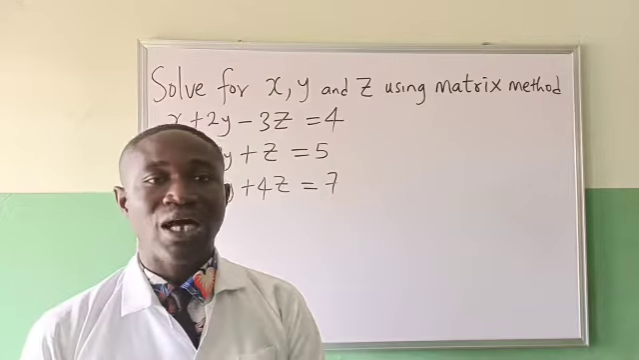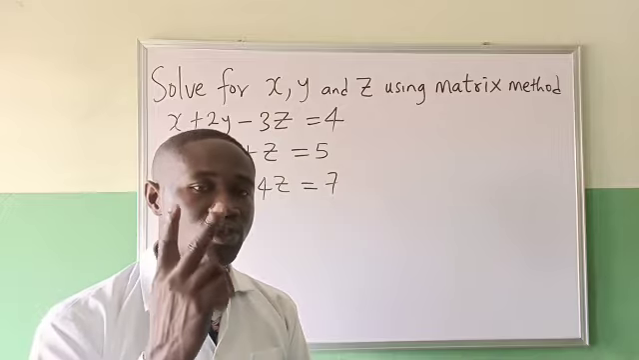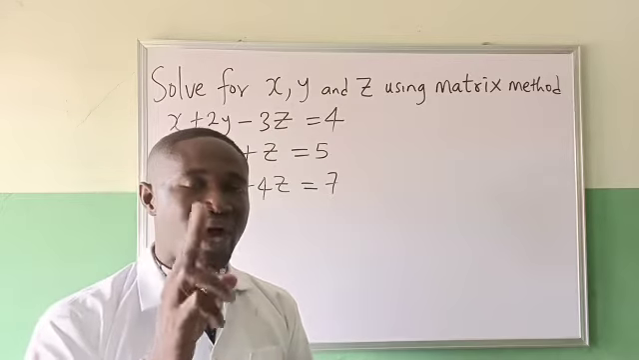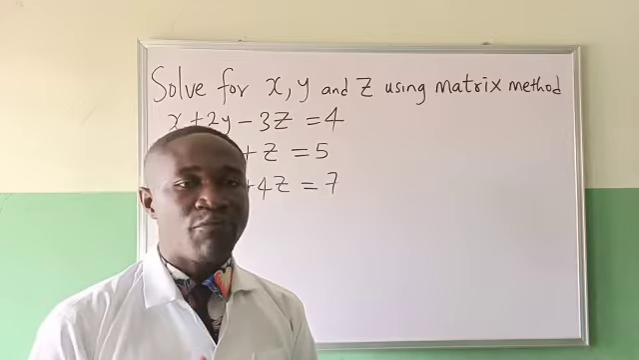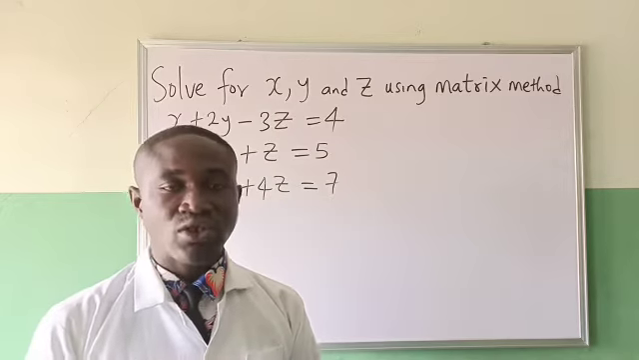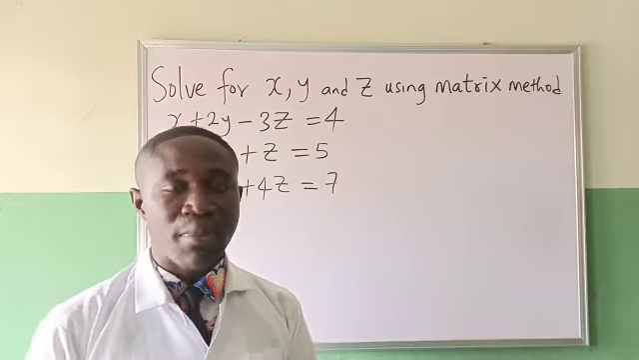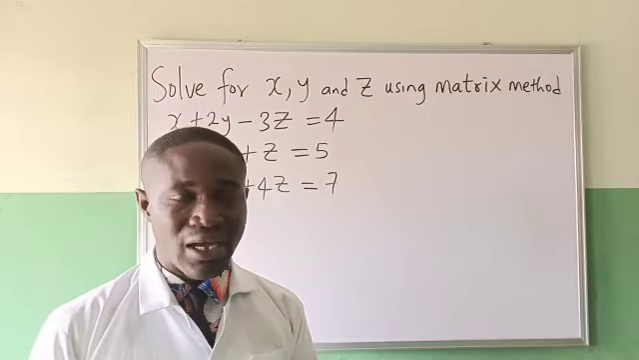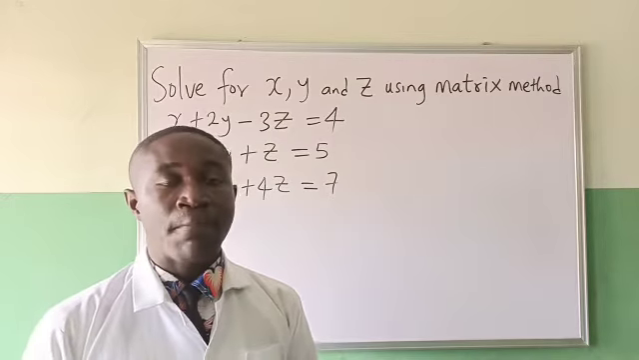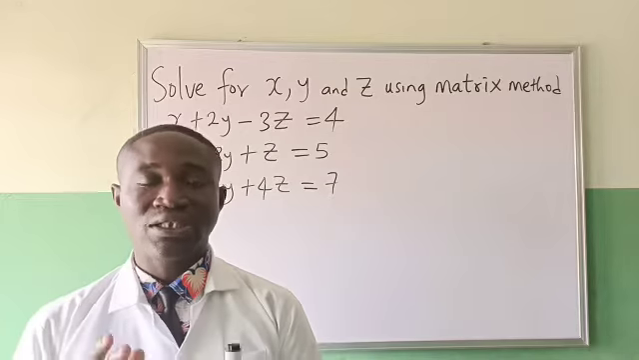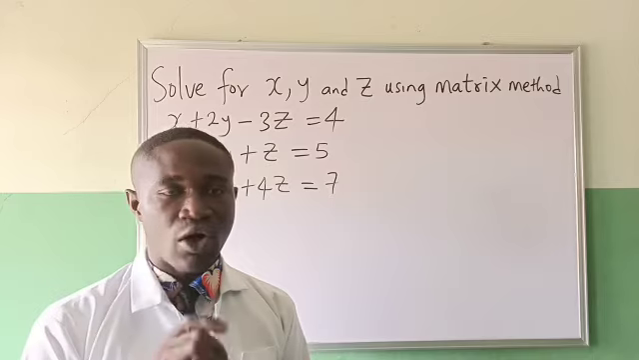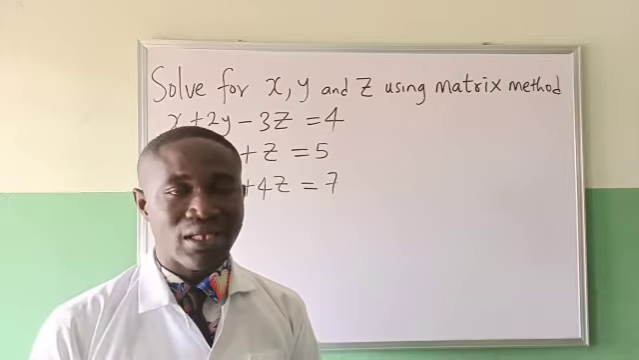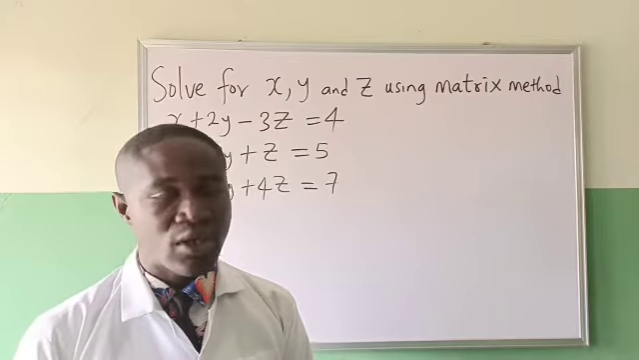We have discussed how to solve simultaneous equations in two variables, that is where you have two unknowns, and we said you have many methods you can use: substitution method, elimination method, matrix method, determinant method, graphical method. Then we are now discussing simultaneous equations in three variables. Yes, you have three unknowns, three letters to get their values.